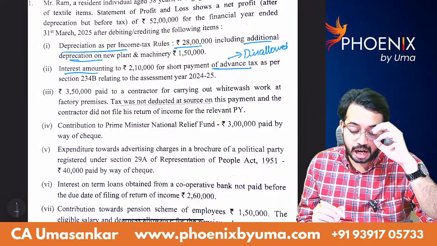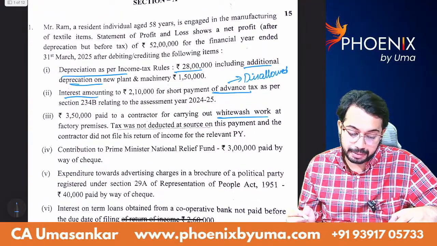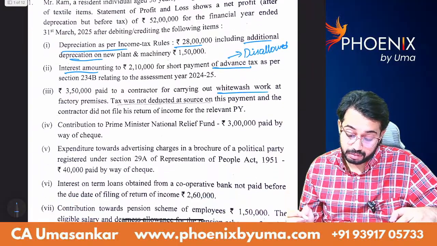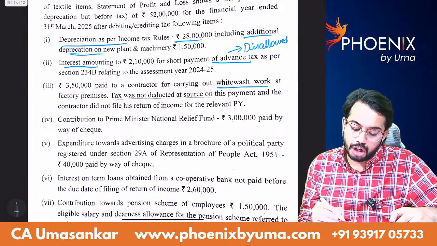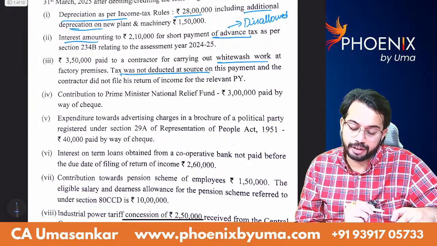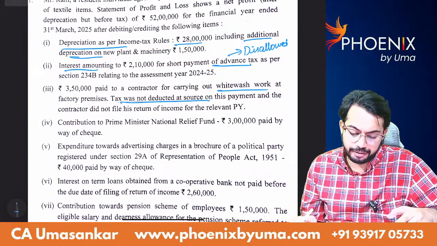3,50,000 paid to contractor for carrying out whitewash work at a factory premises. Tax was not deducted on this payment and contractor did not file his return of income for the relevant previous year. See, in 24-25.